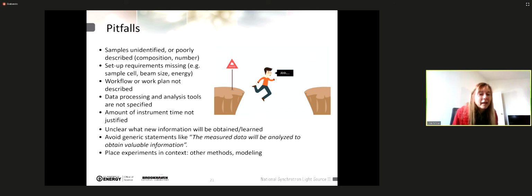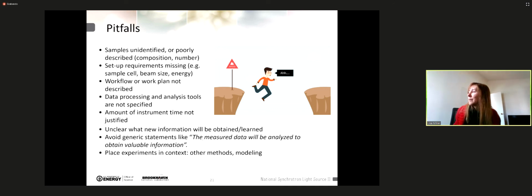And then things that are unclear. So it's important that once you get the data, you say this is what you're going to learn from it. And generic statements we see frequently. This is one that is straight from a proposal: "The measured data will be analyzed to obtain valuable information." That sentence could or could not be in the proposal, and it would have no bearing on the proposal whatsoever. It's completely generic and doesn't add anything to that proposal.